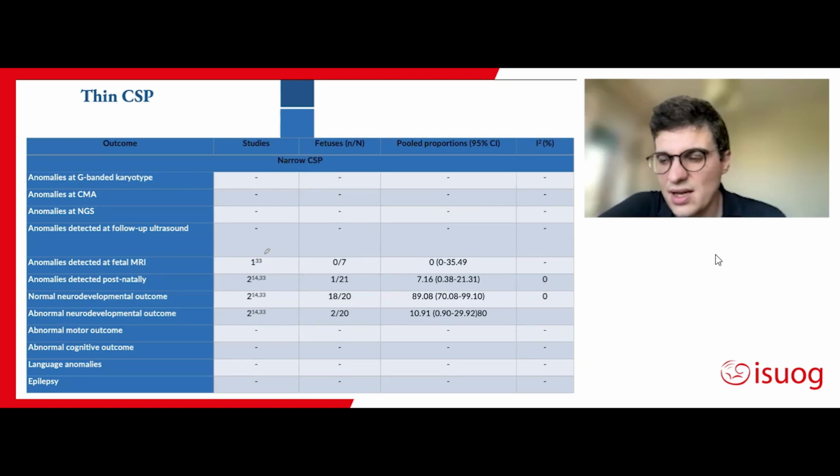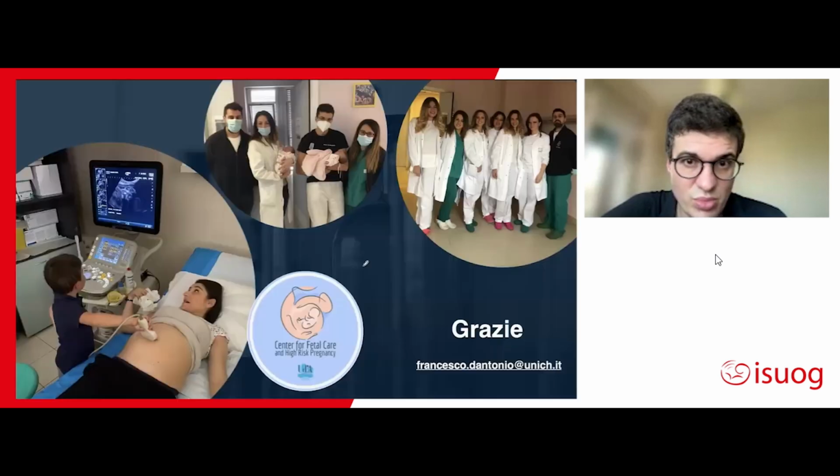Most of the cases are present in association with other anomalies, especially those involving the cortical surface of the brain. So at the moment, there is very poor evidence to define a thin cavum septi pellucidi. In our clinical experience, especially if there is nothing associated, the outcome is likely to be good.